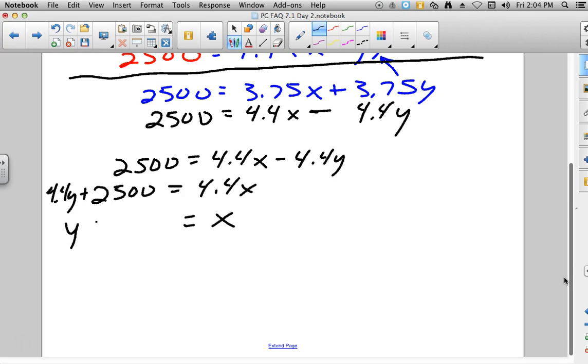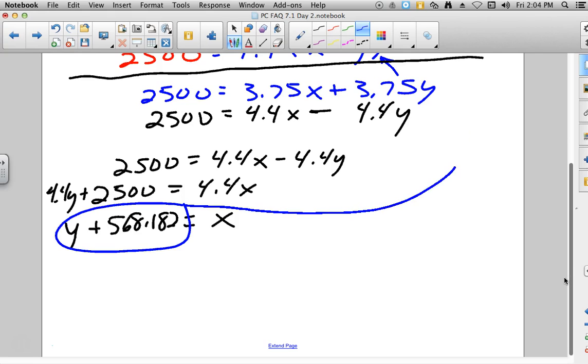And it ends up not too bad. So we have y plus, well, it's 2,500 over 4.4. Right now I'm going to leave it as 568.182, but I certainly could punch in 2,500 divided by 4.4 whenever I need an exact answer for this. So this equals x, and I have not used the top equation yet.